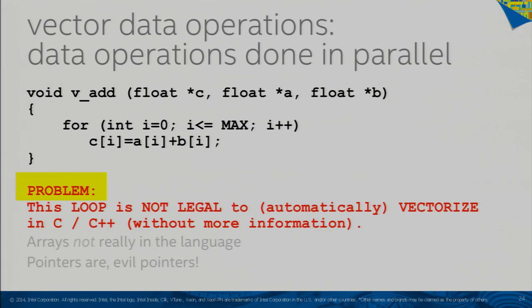Pain in the butt. So this loop is not legal to automatically vectorize. And this frustrates programmers to no end, who often tell me that our compiler is stupid. And I say, well, the problem really is the programming language. Ultimately, the programming language doesn't let you say what you want to say. You want to say, do this thing in parallel, vectorize it. So you have a few choices.